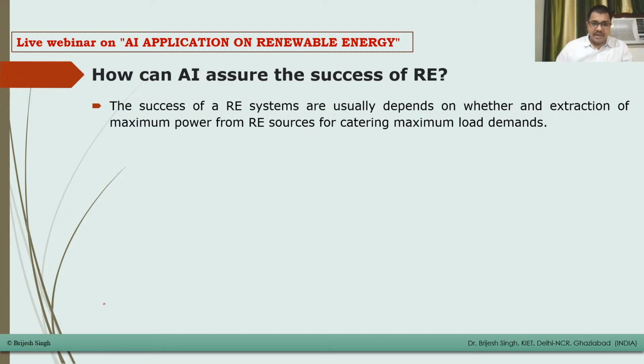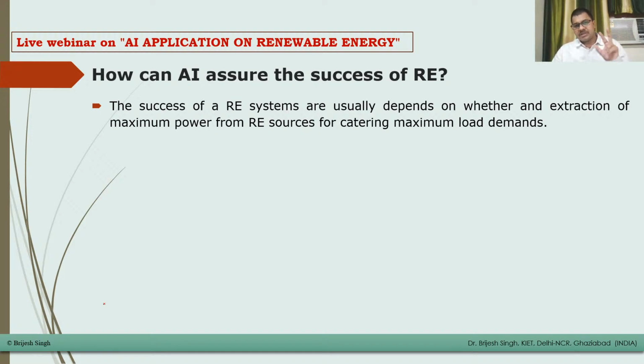So how can AI be helpful? AI will be helping in these two things. One, what are the criteria or operational strategies by which we can extract the maximum power from the renewable energy sources; at that place AI can help you. The second side is catering to the maximum load demand. If you are going to cater to the maximum load demand with renewable energy, then again AI will help you.